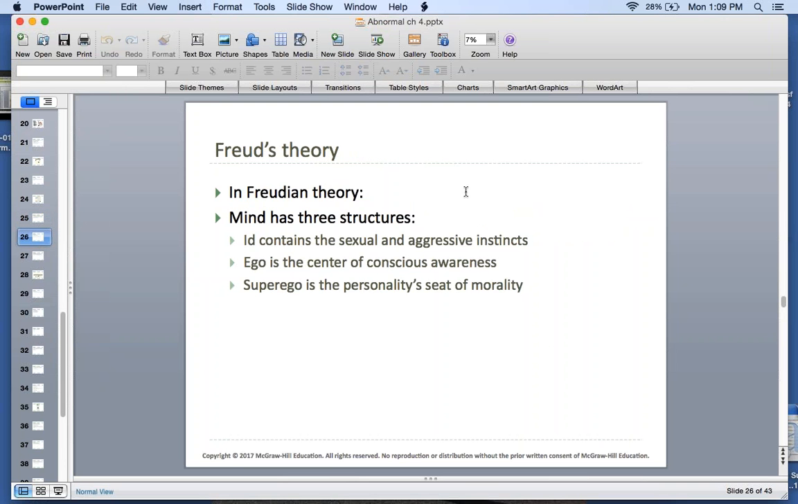Freud's theories, and this is important because this is language that people use and you should therefore know it. Freud talked about the mind having 3 structures, and that is the id, the ego, and the superego. The id contains those sexual and aggressive instincts. The id is basically a toddler, right? The id wants to do whatever it wants to do. It wants to have ice cream for every meal, and if the id sees like a girl that it likes, it just runs up and grabs that girl's rear end, right?